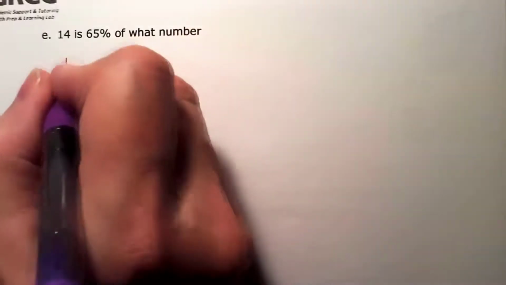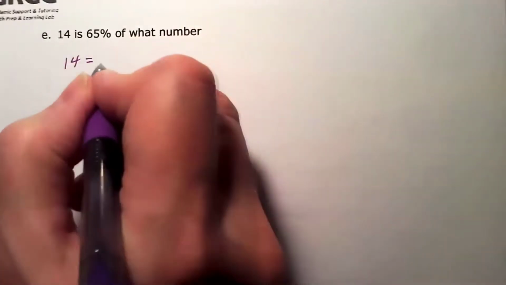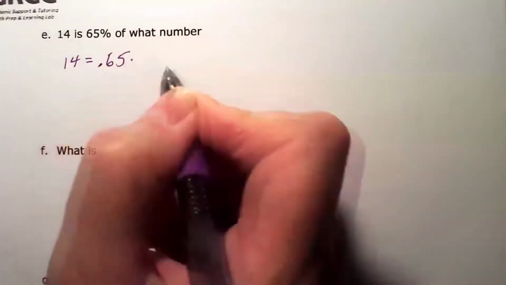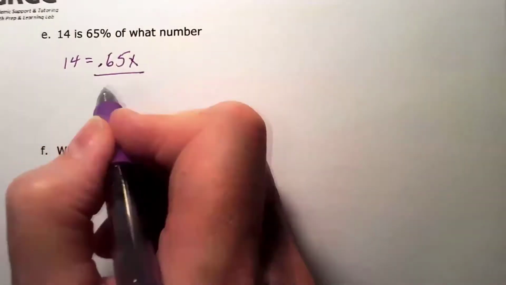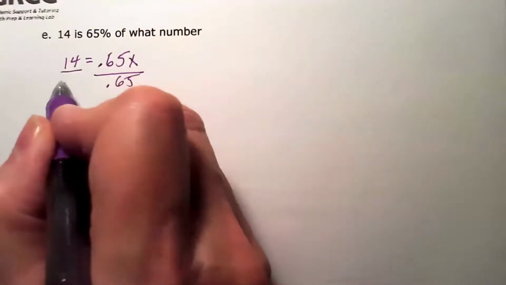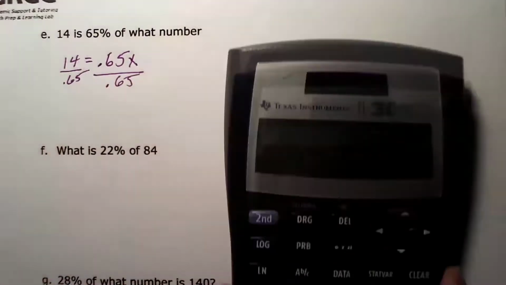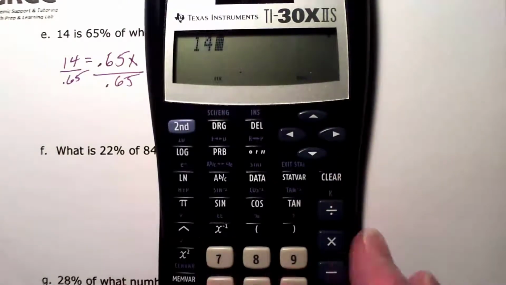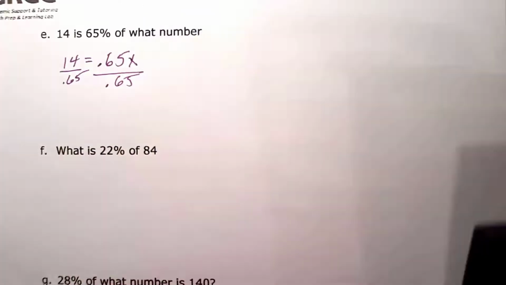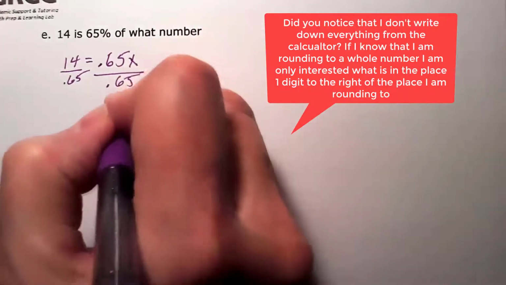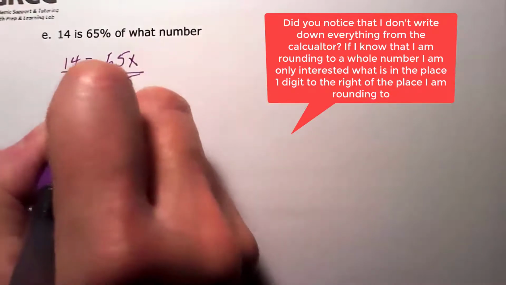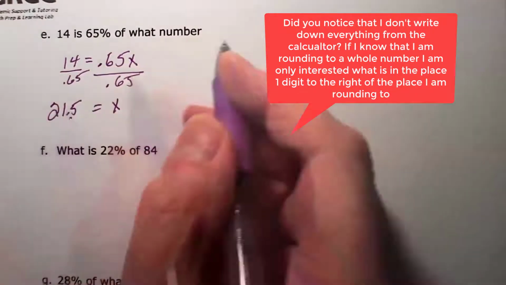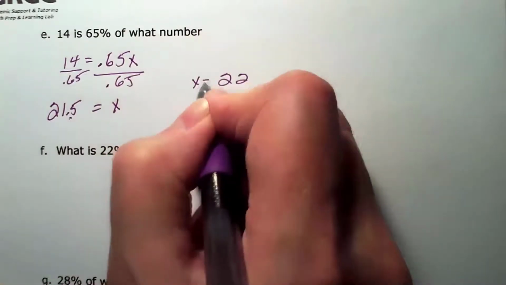On the next page, we have some more problems. 14 is 65% in decimal form of what? Of x. So divide by 0.65 to find x. So I have 14 divided by 0.65 equals 21.5. If I'm going to round, it's going to go up to 22. So x equals 22.